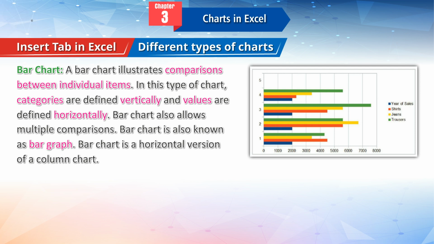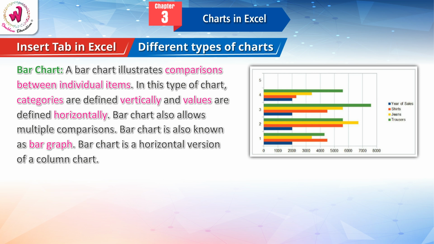Bar chart. A bar chart illustrates comparisons between individual items. In this type of chart, categories are defined vertically and values are defined horizontally. A bar chart also allows multiple comparisons. A bar chart is also known as a bar graph.